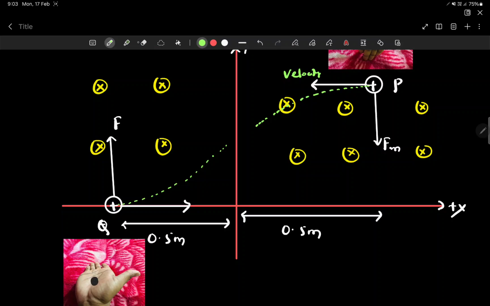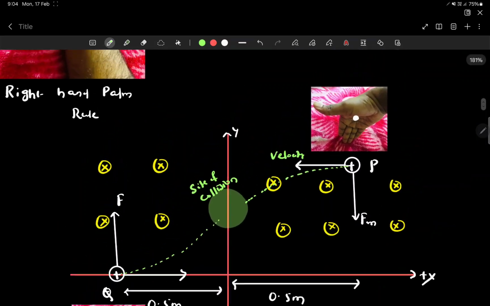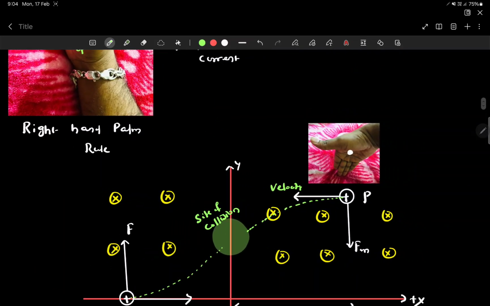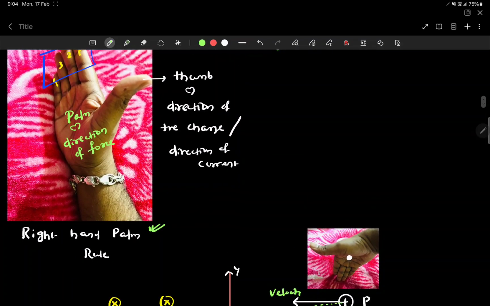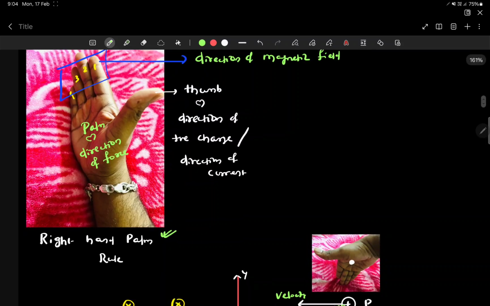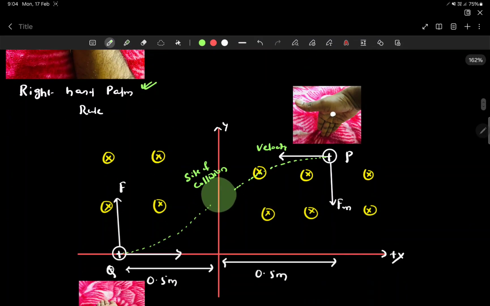Okay, so at this position, they will suffer a head-on collision. Yes or no? So this is the site of collision. I hope it is clear to all of you. So all of you go through this right hand palm rule properly. This is a very shortcut method about your Fleming's left hand rule.